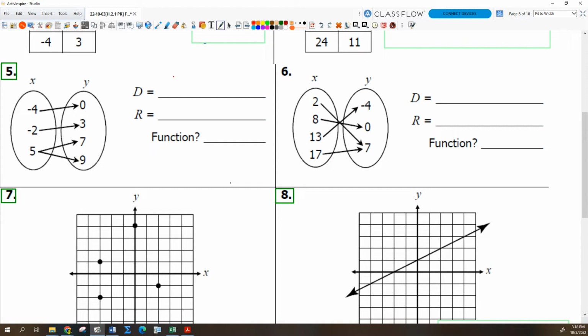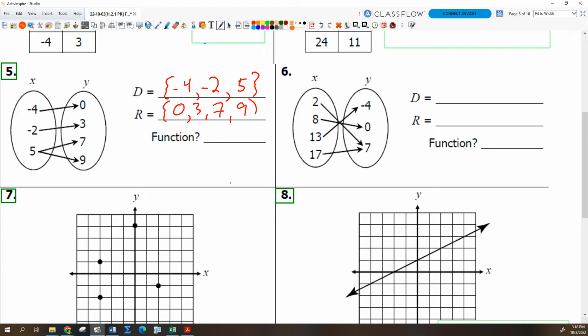Okay, and I'll write that as a set, -4, -2, and 5. There's the set that we call the domain. What's the range? Okay, 0, 3, 7, 9. Is this a function? Thumbs up or down?